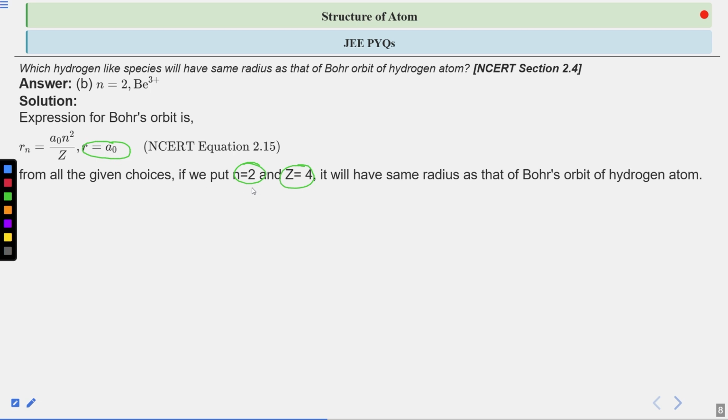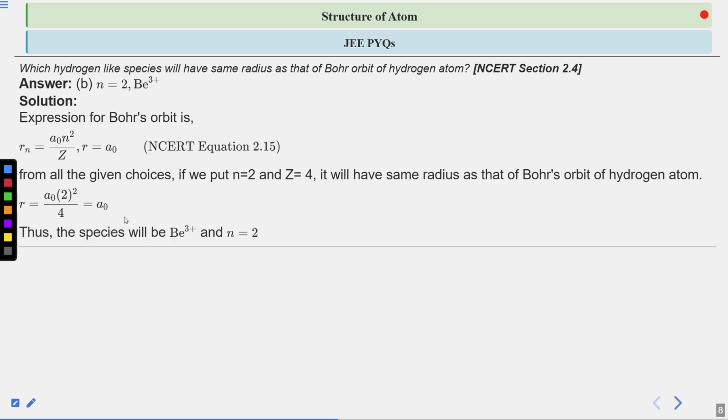If you are following that path, therefore for z equals 4, the hydrogen-like species is beryllium 3 plus, and n equals 2 is then given in the question. Now put both of these values and get your radius equal to a naught. Therefore, the species will be beryllium 3 plus, and the value of the principal quantum number will be 2.